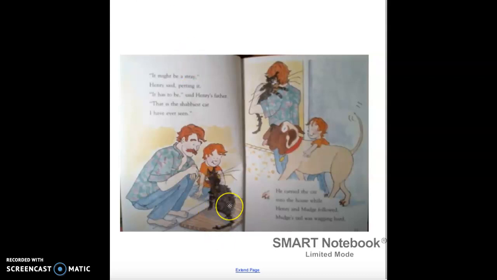Shabbiest means like the dirtiest cat that hasn't been cleaned in a long time.